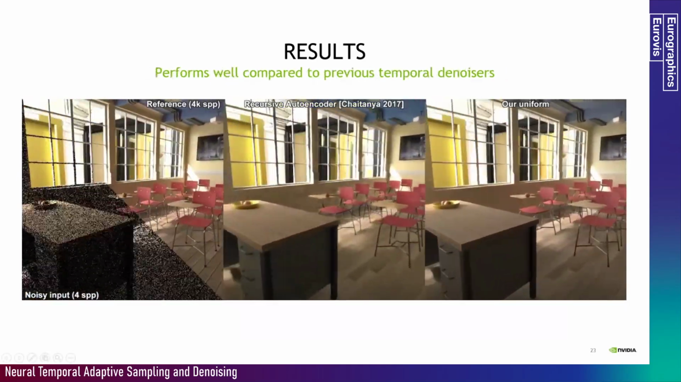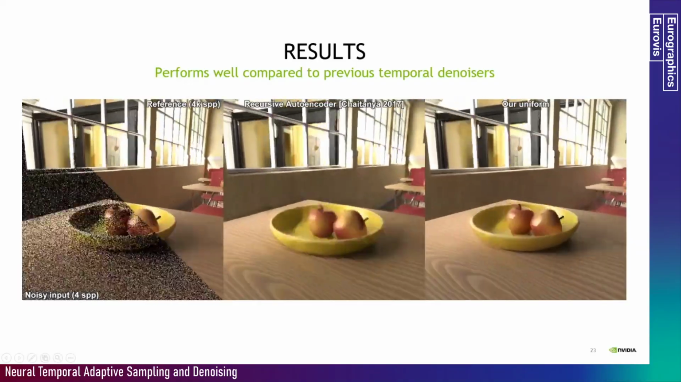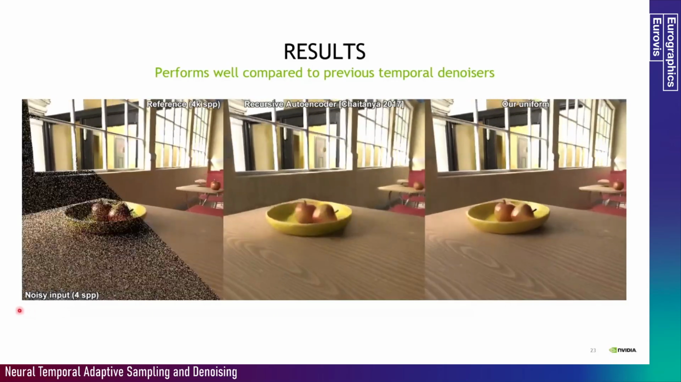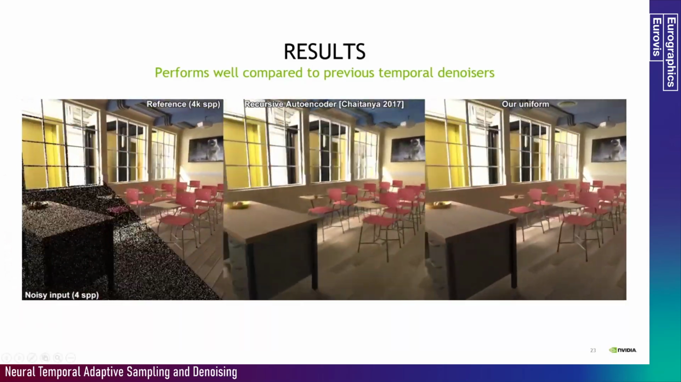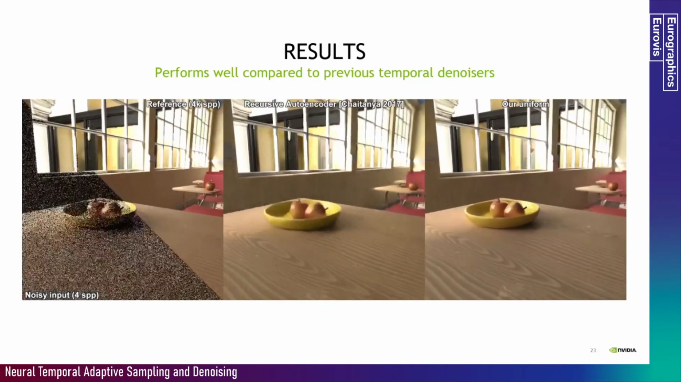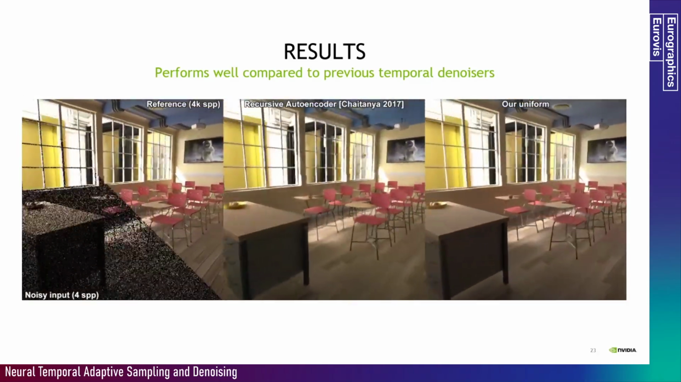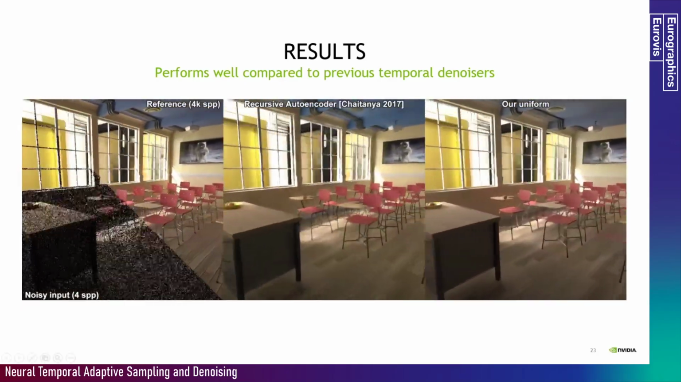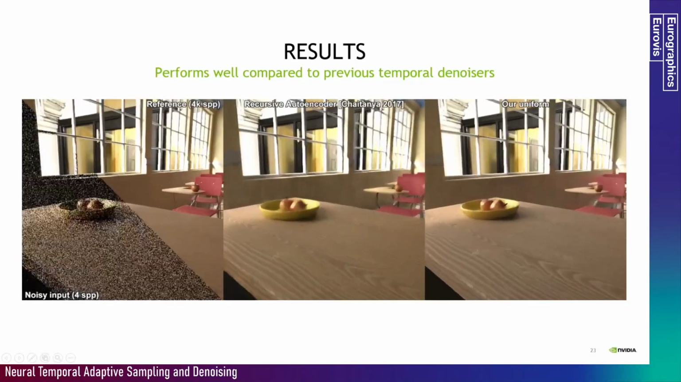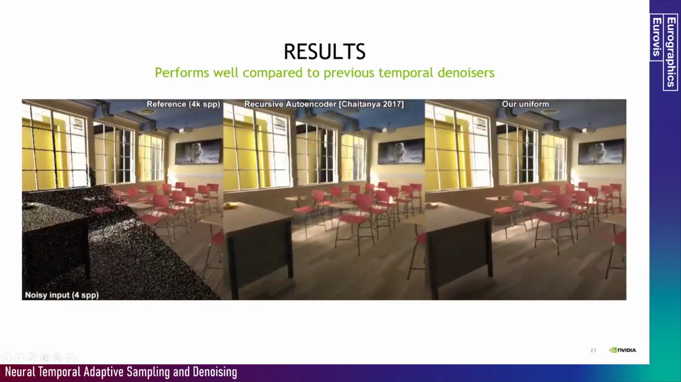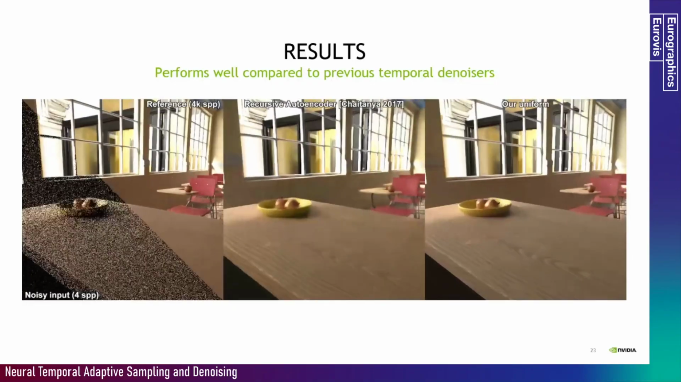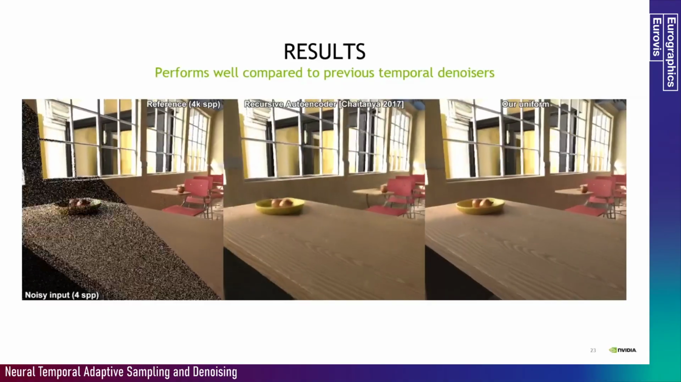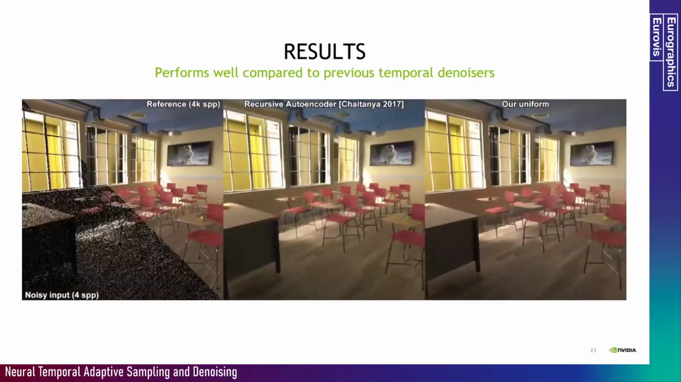Here is another comparison, this time on the classroom scene, which seems like a pretty easy scene, but if you look closer at the input samples here, you can see that they are actually very noisy. The reason for this is that we're lighting the scene with a high-frequency light probe, so most of the light is actually indirect. In this case, we're comparing the recursive autoencoder by Chaitanya to our network, and we're using the uniform network, so we're not enabling the adaptive sampling part. This is to make the comparison more fair, since a recursive autoencoder doesn't use adaptive sampling.